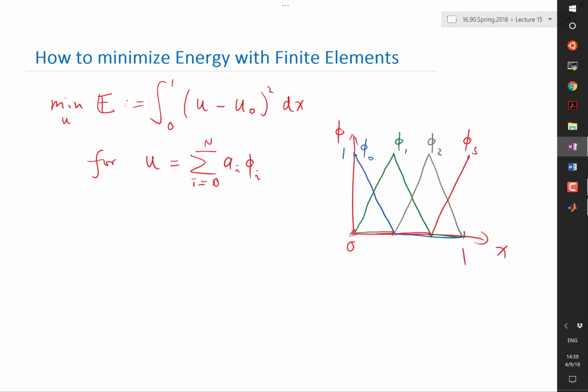And we know that with an arbitrary linear combination of these basis functions, we can reconstruct any kind of piecewise linear and continuous function we want. So solving this problem is basically, within the space of piecewise linear and continuous functions, we want to find the function that is as close to u0 in that kind of energy metric as possible, right?